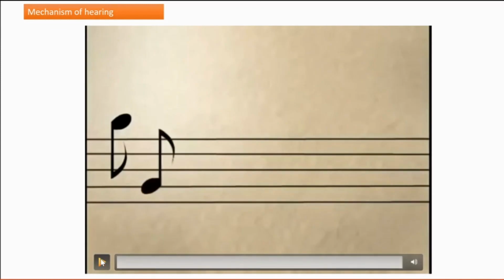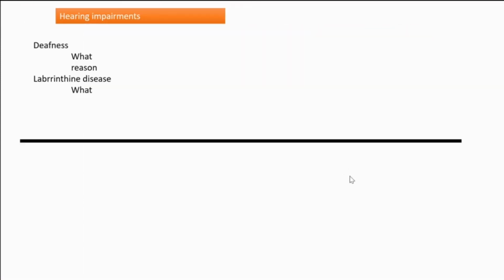Okay, that's about the mechanism of hearing. Next is hearing impairment. Hearing impairments are of two types: conductive hearing impairment and sensory neural hearing impairment. Conductive hearing impairment means that the defect is associated with the middle or outer ear, and that problem we can surgically correct, because we can rectify that defect. Such types of defects are called conductive hearing impairment.